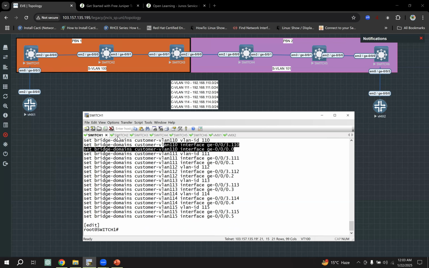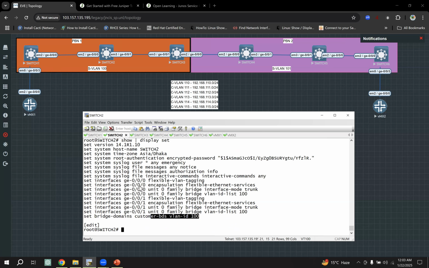Then go to Switch 2. The Switch 2 configuration is very straightforward. Just creating the VLAN ID 100. Very simple. And you are just allowing the S-VLAN, which is used in the service provider bridge network. So the interface will be flexible VLAN tagging, encapsulation flexible Ethernet services. The interface will be trunk and you have to allow the VLAN ID. Your VLAN ID is the S-VLAN ID. That means the VLAN ID list is only 100.